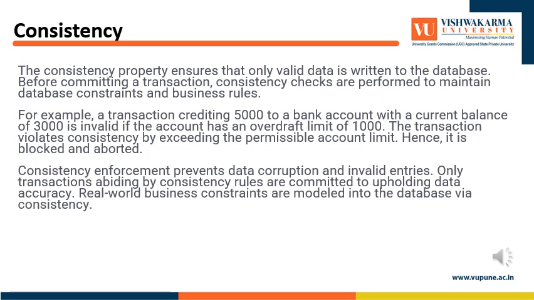The consistency property ensures that only valid data is written to the database before committing a transaction. Consistency checks are performed to maintain database constraints and business rules. For example, a transaction crediting $500 to a bank account with a current balance of $3,000 is invalid if the account has an overdraft limit of $1,000. The transaction violates consistency by exceeding the permissible account limit. Hence, it is blocked and aborted.